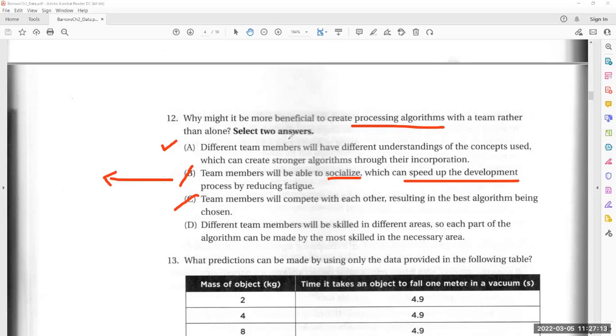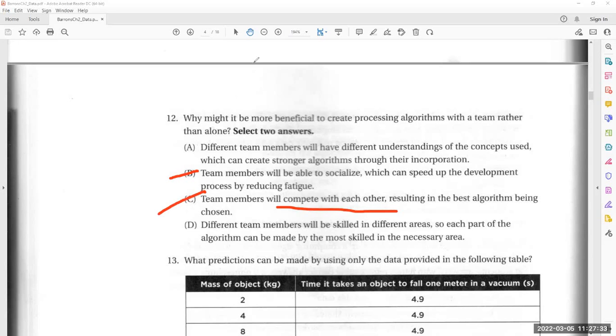You have work-life balance, but not that much balance. So it's not a main idea. You do need some break, but too much socialization won't help you. C, team members will compete. Competing doesn't actually help the development of the algorithm, so C is also wrong. So that's A and D. For A, different people have different understanding, and you can help debug. So A is okay. D, different skill. Teamwork is better than one person because people come from different backgrounds. That's a key idea.